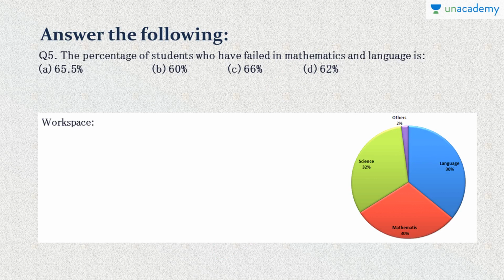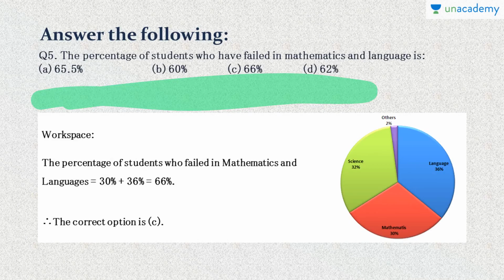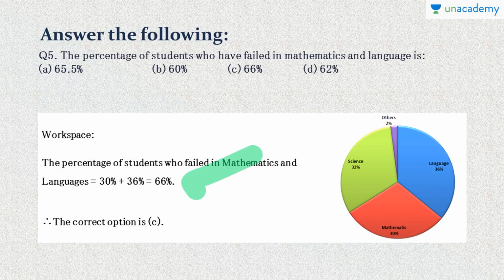Next question. The percentage of students who have failed in mathematics and language is 36% and mathematics is 30%. And all we have to do is, as we can see the options are in percentage, so we have to just add up these two to get the answer. 36 plus 30 is 66%, option C.